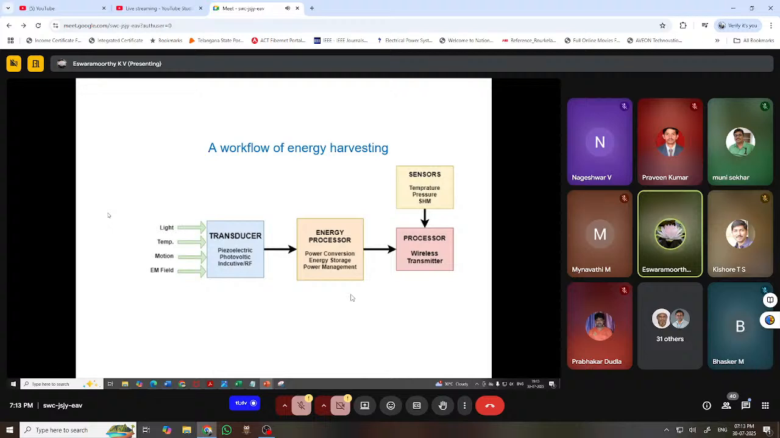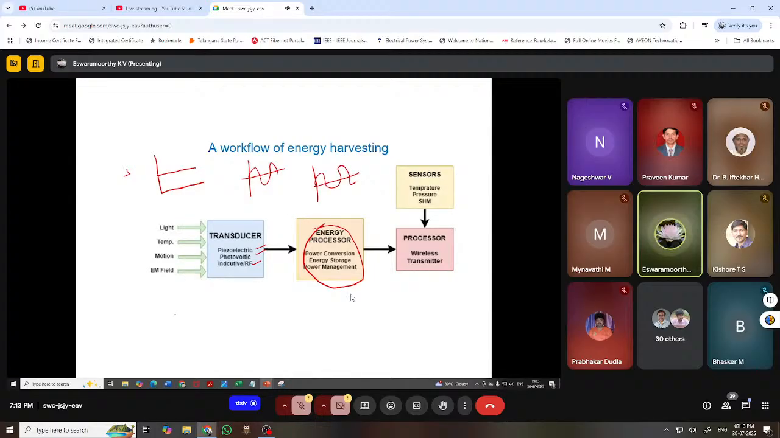And then what is the workflow of energy harvesting? You have a transducer. It may be piezoelectric, photovoltaic, inductive, or RF. And then the energy processor. Most of them give AC. If you take solar, it gives DC. Piezoelectric gives AC, and RF energy harvesting also gives AC.